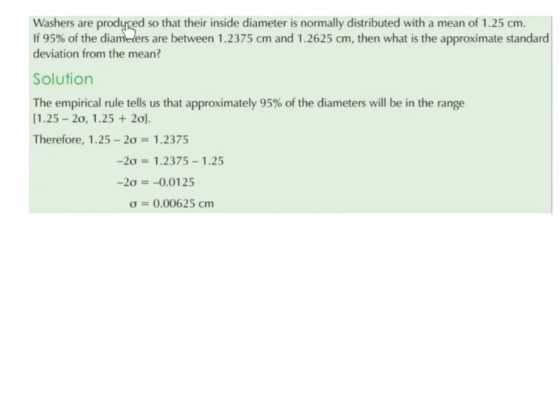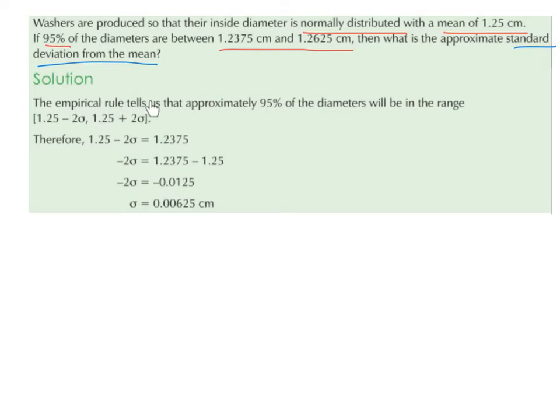Washers are produced so that their inside diameter is normally distributed with a mean of 1.25 centimetres. If 95% of the diameters are between 1.375 centimetres and 1.2625 centimetres, then what is the approximate standard deviation from the mean?